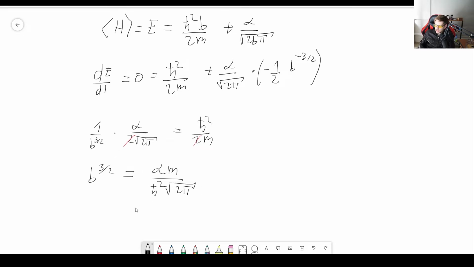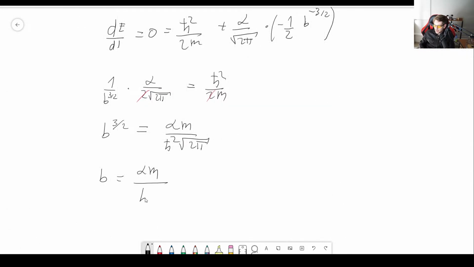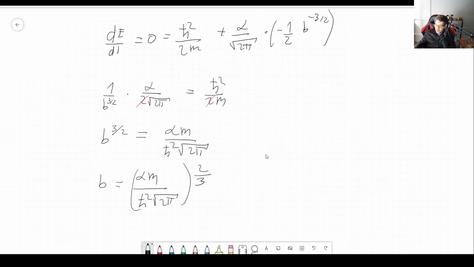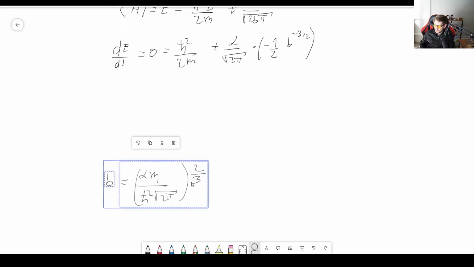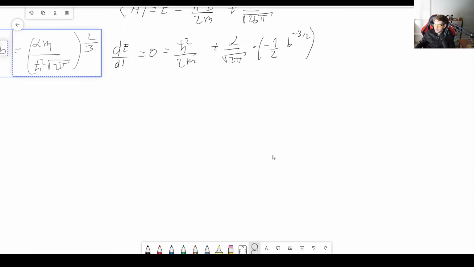And now we need to take basically the power of 2 over 3. So we get alpha m over h bar squared square root of 2 pi to the 2/3 power. Okay, so this is the value of b that minimizes the energy. So to find the minimum energy, we are going to have to plug this into our formula for the energy. Wait, what's going on here? There we go. Put it to the side.